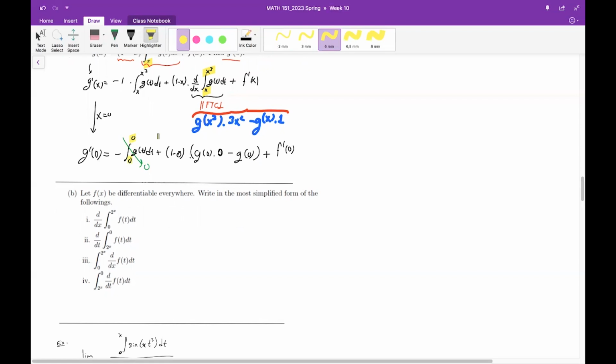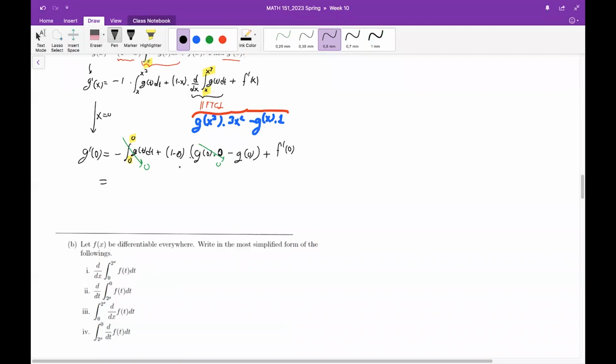There is no progress here. Okay, then multiplication with 0 makes this part also 0. So what we have as a result here is, I think, just these two, right? Just these two left: minus g of 0 plus f prime of 0. But this is not a real number. We should try to understand what this is or what this is.